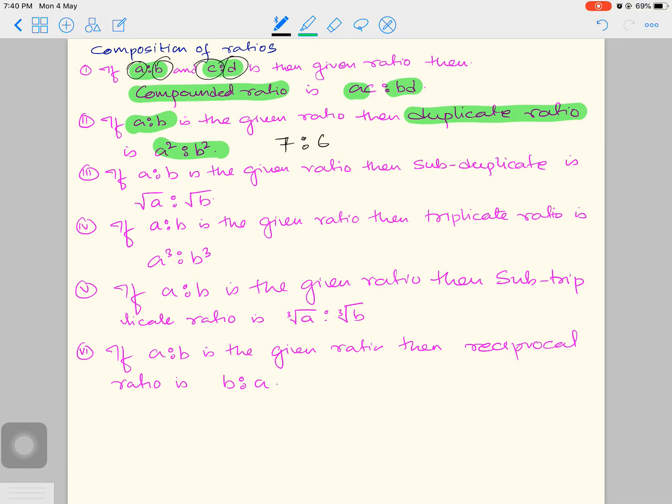7 is to 6. How much does it become? Simple. 49 is to 36. Just square it. Very simple. Then let's go to the third one. What is the third one?